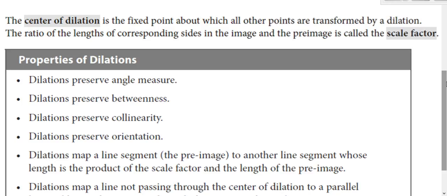Ratios will be the ratio of the lengths of corresponding sides in the image and pre-image. That's called the scale factor. So when you look at the ratio of the sides, if it doubled in size, you have a scale factor 2. If it's half the size, you have a scale factor 1/2.